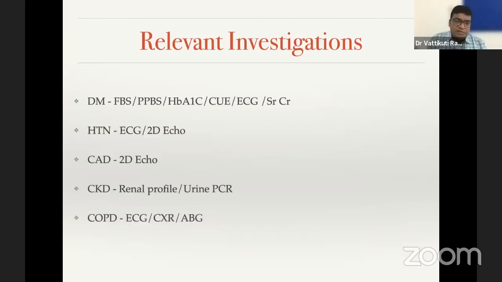Then COPD, as we have looked earlier, also you want to look at any changes of RA, RV hypertrophy. So you want to look at ECG changes of P pulmonale and right axis deviation, and you want to look at any emphysematous changes on the X-ray, and you want to look at consolidation changes. So all these things can be made out by doing an X-ray. And a baseline ABG, whether he's a chronic CO2 retainer or whatever, what is his baseline CO2, all these things can be looked upon by doing a baseline ABG.